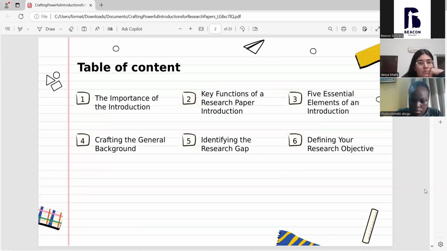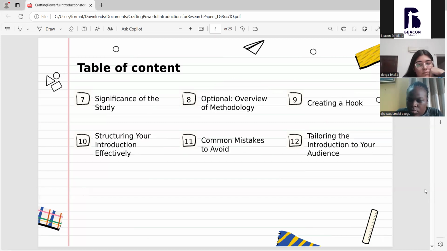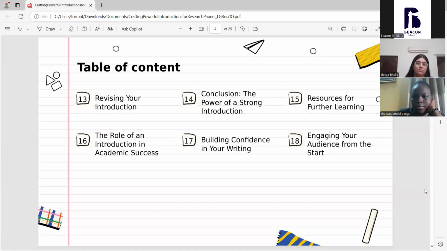Here, we will learn about the importance of the introduction, the key function of a research paper introduction, five essential elements for your introduction, and crafting the general background, research gap, your research objective, significance of the study, overview of the methodology, how to make a hook, and structuring your introduction effectively, the common mistakes to avoid, and tailoring the introduction to your audience. Then the next part will be revising your introduction, conclusion, resources for further learning, and the role of introduction in academic success, building confidence in your writing and engaging your audience from the start.